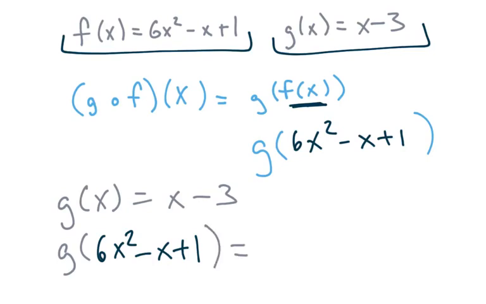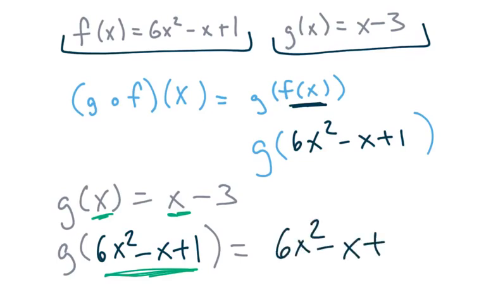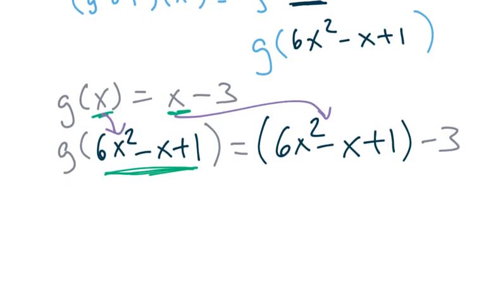If I solve, all I'm going to do is every x is going to be replaced with 6x squared minus x plus 1. So this becomes 6x squared minus x plus 1. That's the x part, minus 3. So just trying to be clear here, that goes with that, and that goes with that.